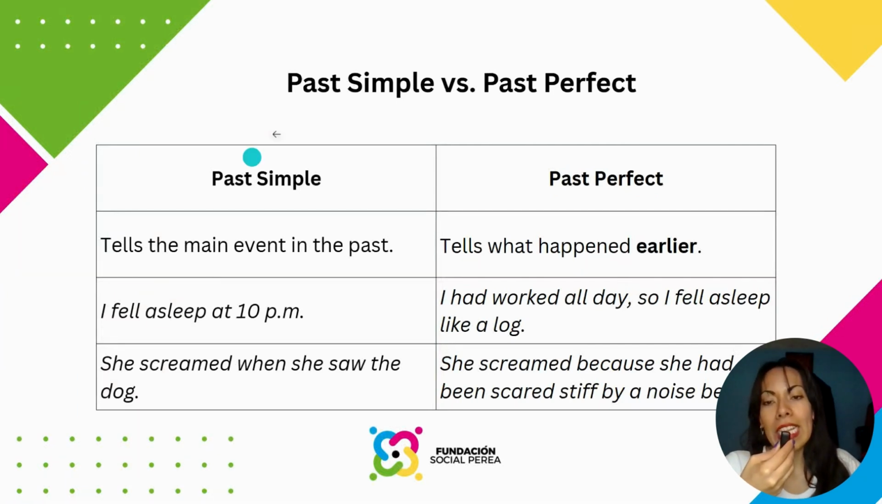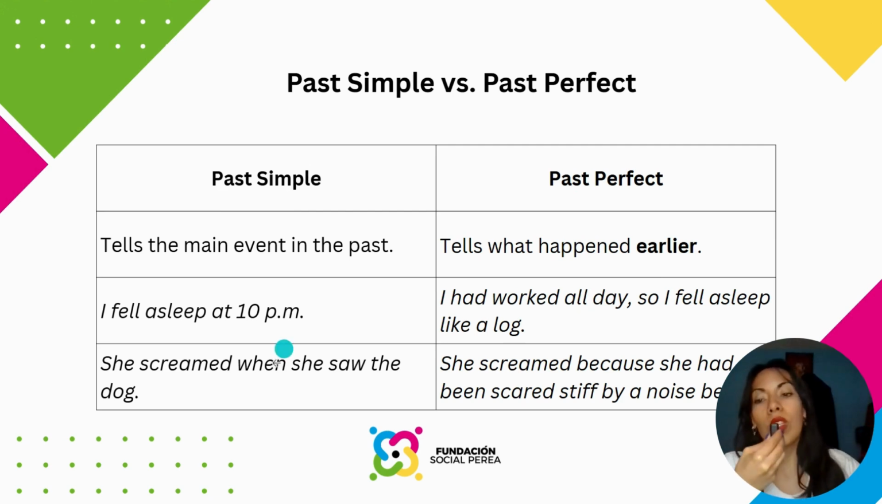Take into account that in the past simple, you're going to make reference to the main event that occurred in the past, and generally you're going to have time expressions. For example, look at this one. I fell asleep at 10 p.m. When the person mentioned at 10 p.m., here we have a specific moment in the past.